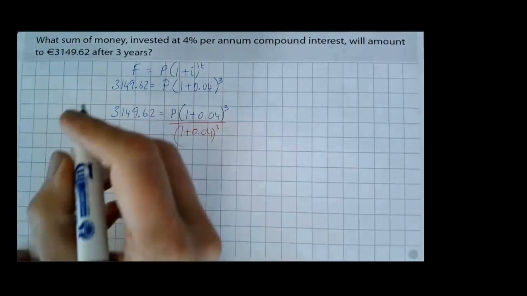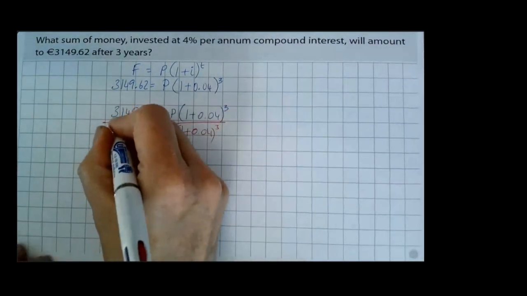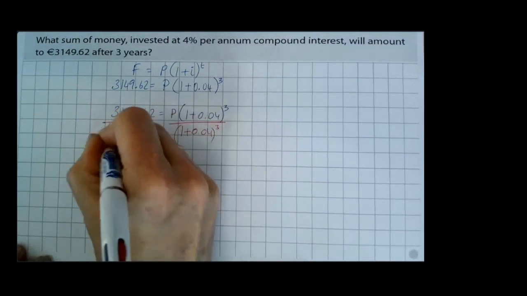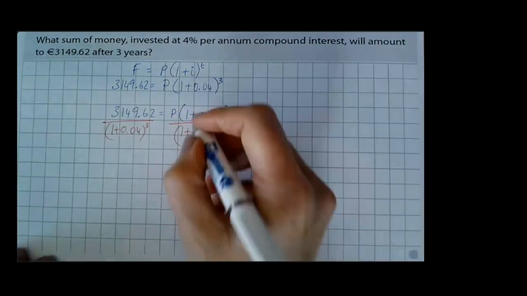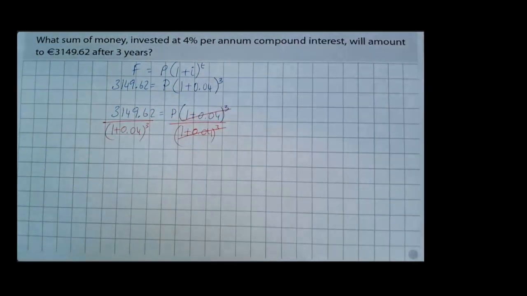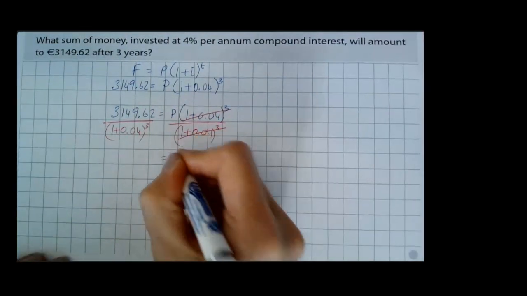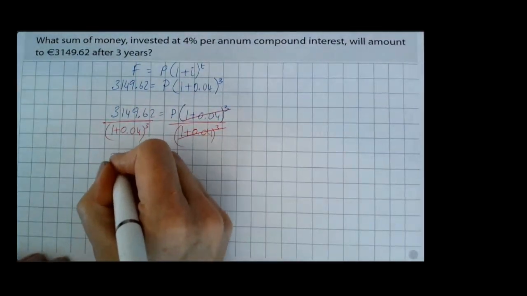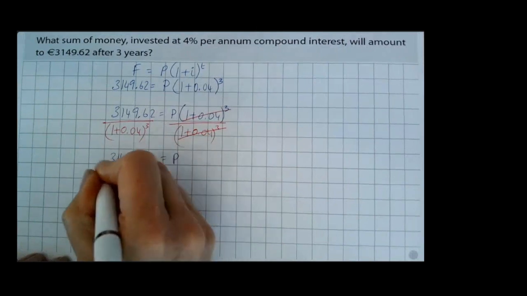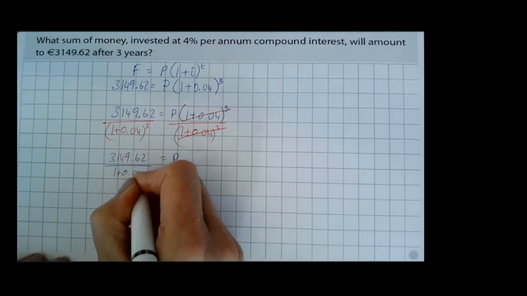And if I divide by that on the right, I'm going to divide by that on the left. That will get rid of all of that, leaving me with the P. And on the calculator now, I'm going to do this calculation.